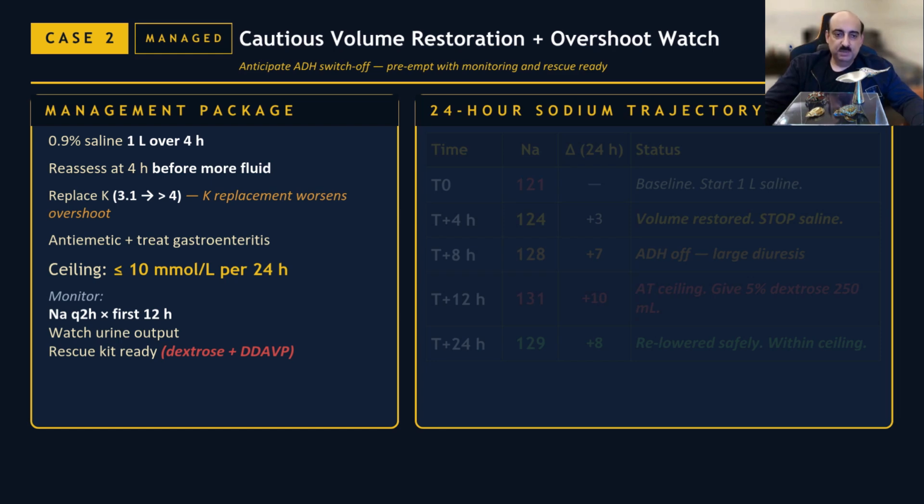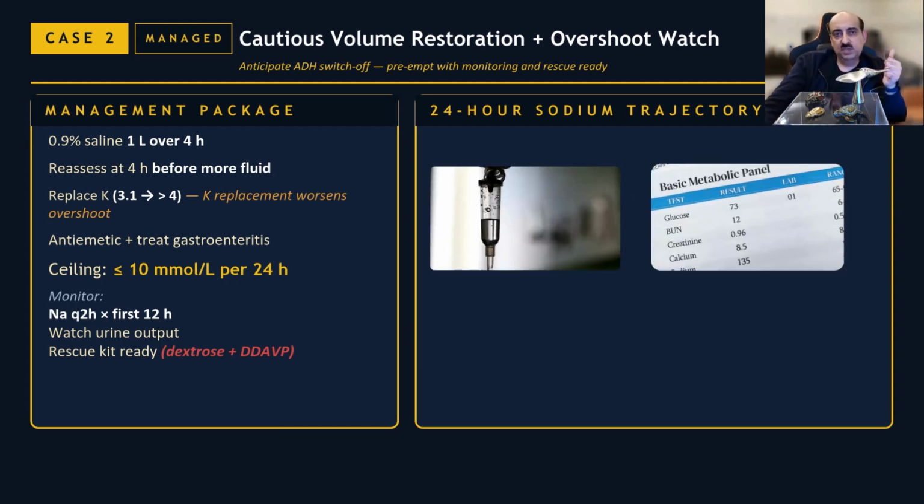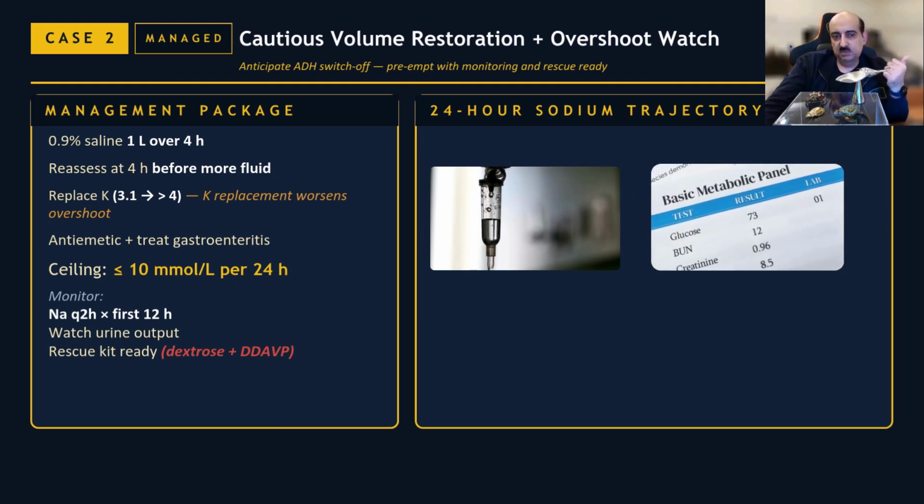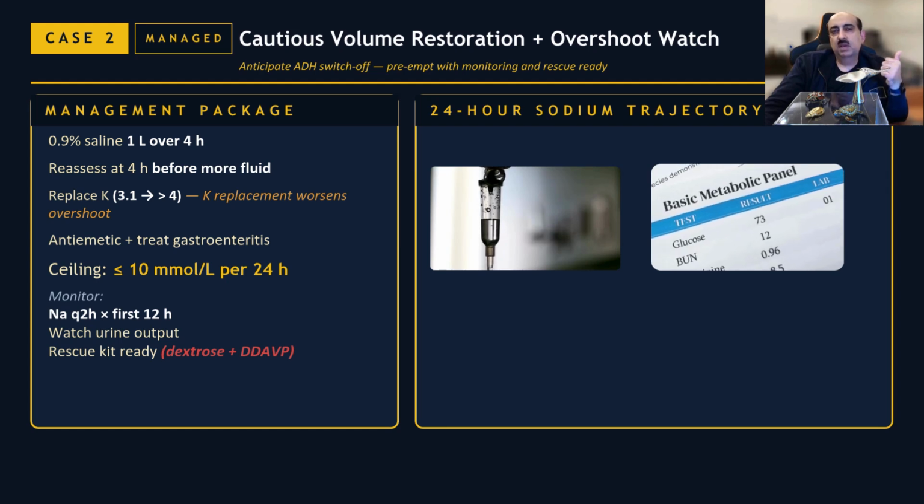Case number 2 management, the autocorrection trap: how was it anticipated and averted in the first place? The management package is on the left side of the screen and the sodium levels on the right side. 1 liter of saline given over 4 hours for cautious volume replacement, and reassessment at 4 hours for further need for fluids if needed. Potassium replacement because of 3.1 from GI losses.